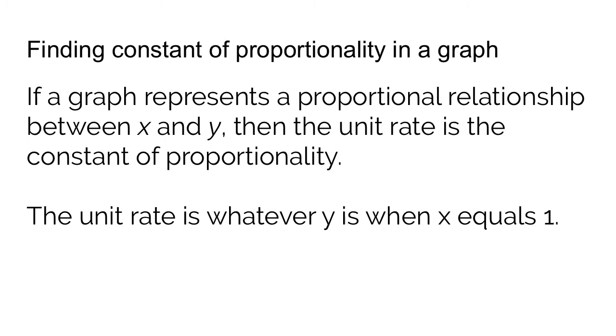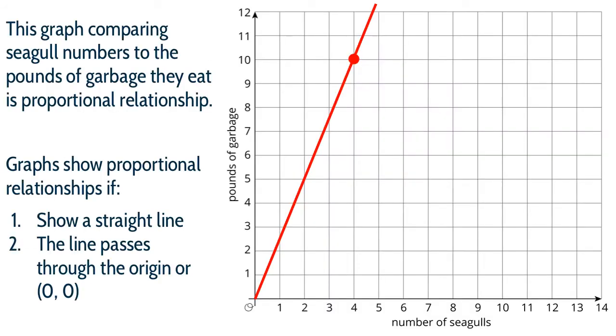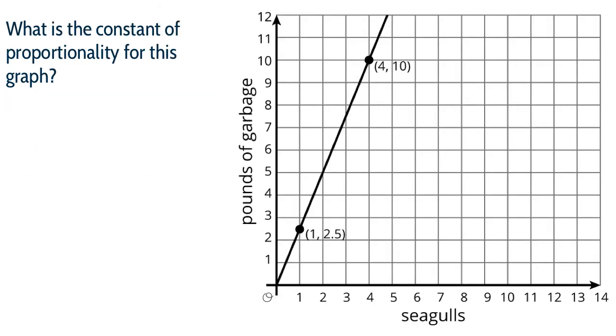Finding constant of proportionality in a graph. If a graph represents a proportional relationship between x and y, then the unit rate is the constant of proportionality. The unit rate is whatever y is when x is 1. So we use the same idea when we apply it to graphs. This graph comparing seagull numbers to the pounds of garbage they eat is a proportional relationship. Graphs show proportional relationships if it's a straight line and it passes through the origin, 0, 0.